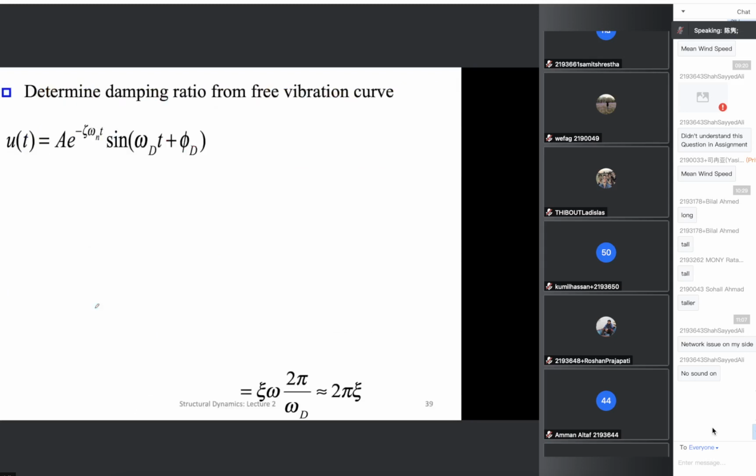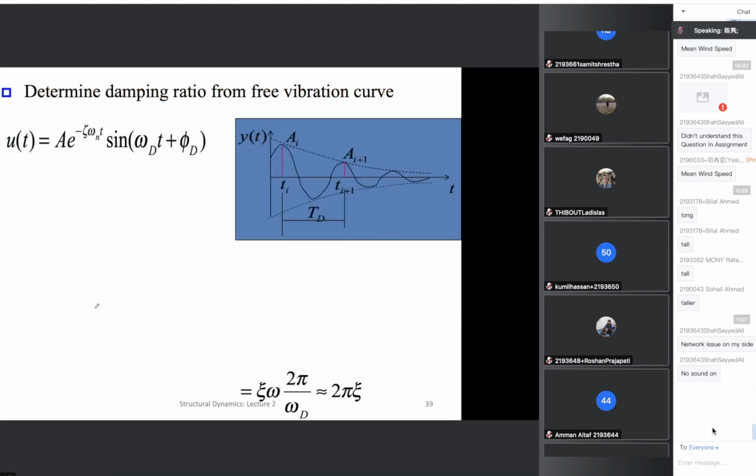Okay. So the damping is very, very important. Okay, the damping is very important. And today we may have homework for this, how to determine this.